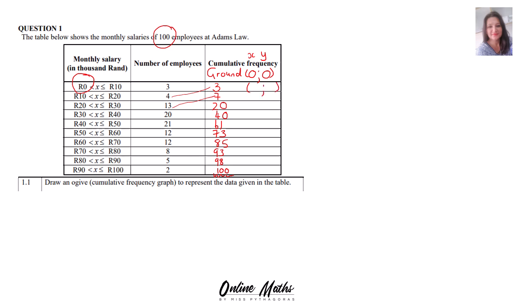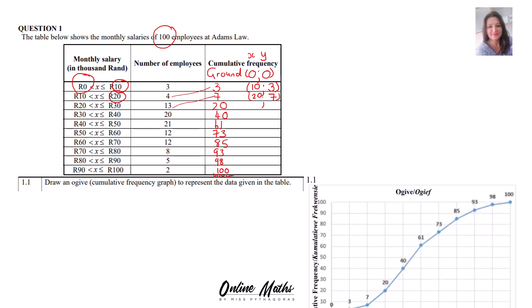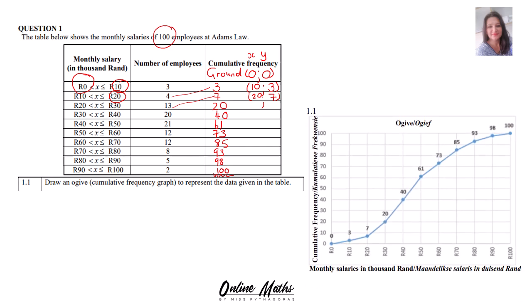Then for your second coordinate, the y coordinate is the cumulative frequency, and the x coordinate is this number over there. So it will be 10. Let's do the next one. Again, for this interval, the y is the cumulative frequency and the x is the last number you find there, which is going to be 20. And you can carry on with that. You can pause the video and quickly do that, and then your ogive will look like this.